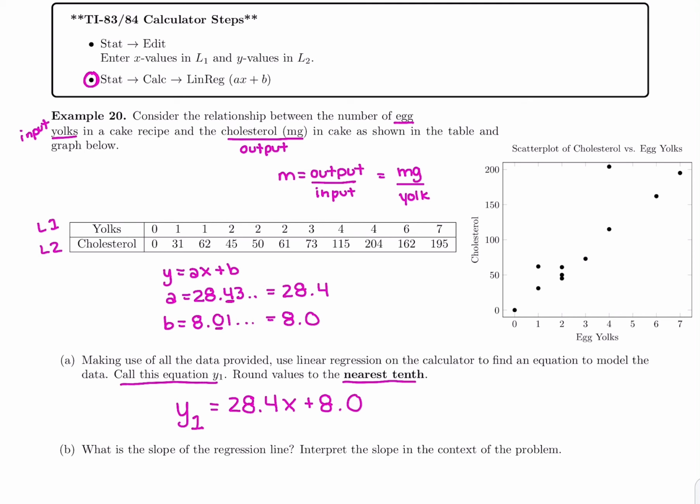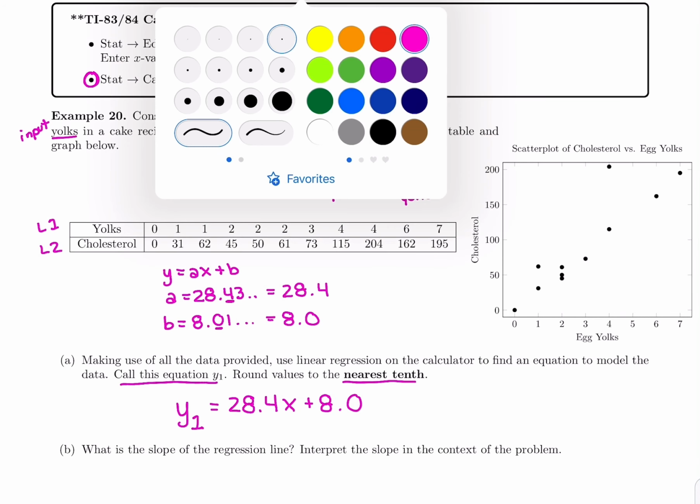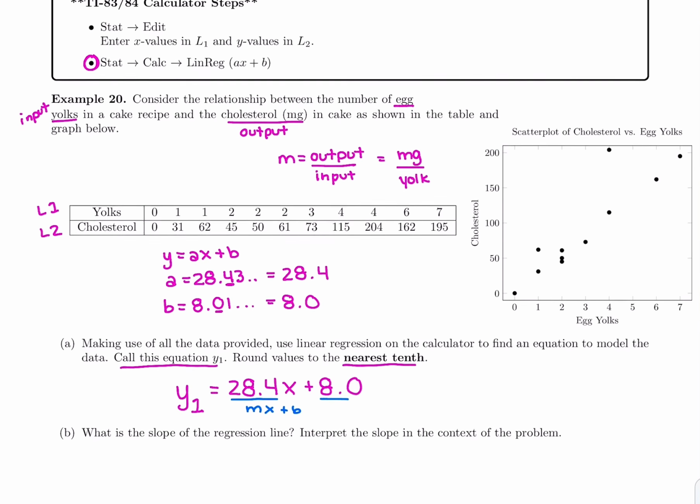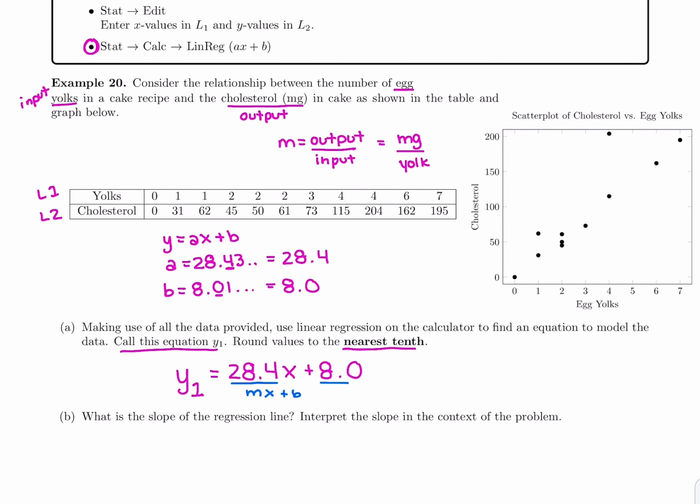So since it's AX plus B, that's not our normal MX plus B. Which one of these is going to be the slope? Well, the slope is whichever one is multiplied with the variable. So this is going to be the slope, and that's going to be our y-intercept. So the letters don't correspond to what we're typically used to, but we can still figure out the slope by looking at the one that has the variable multiplied.